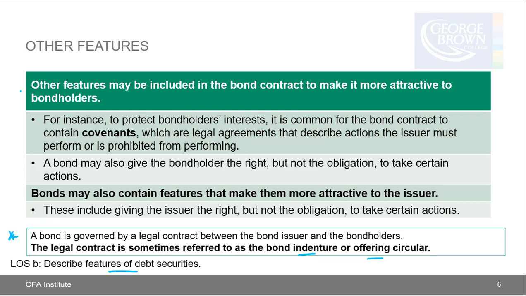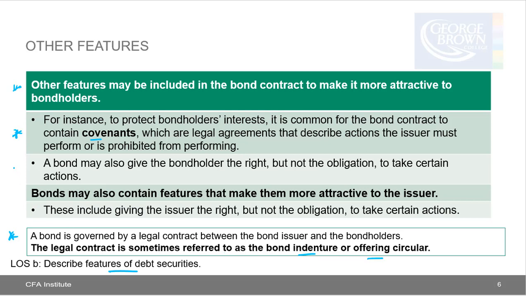Now, other features may be included in the bond contract. So these are features within the bond contract to make it more attractive to bondholders. For instance, to protect bondholders' interests, it is common for the bond contract to contain covenants. Okay, so that's another term to be familiar with. And covenants are legal agreements that describe actions the issuer must perform or is prohibited from performing. And so it's important to understand that covenants are within the legal contract, which is the bond indenture.